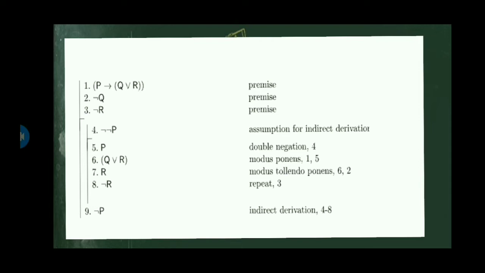And on line 5, from line 4 we apply double negation, which gives P. On line 6, Q or R, taken from lines 1 and 5 using modus ponens. And on line 7, from lines 6 and 2, we get R, by modus tollendo ponens. And on line 8, repeat from 3. Therefore, not P is an indirect derivation from lines 4 to 8.